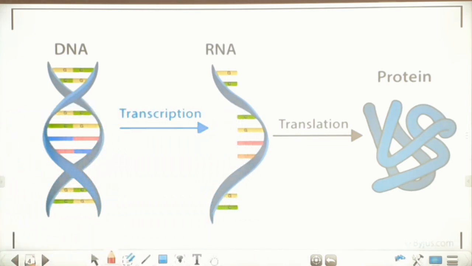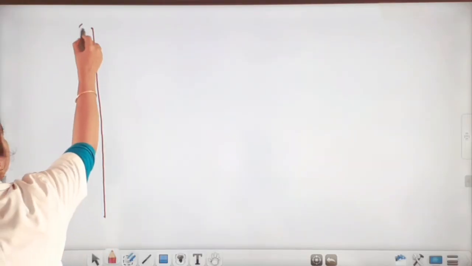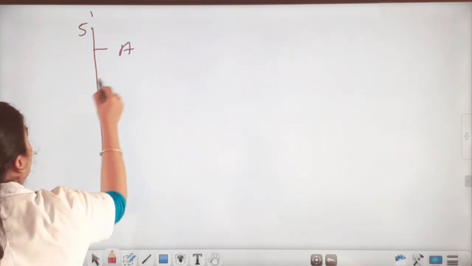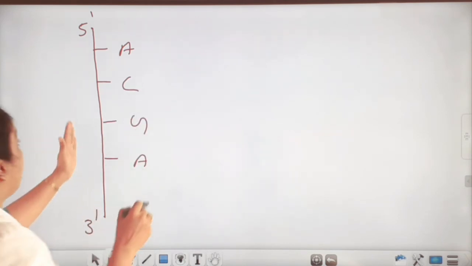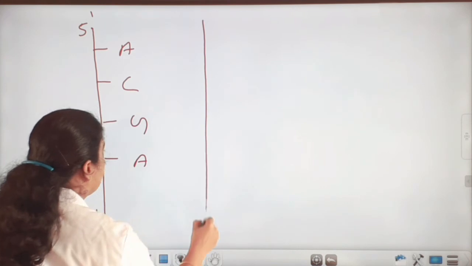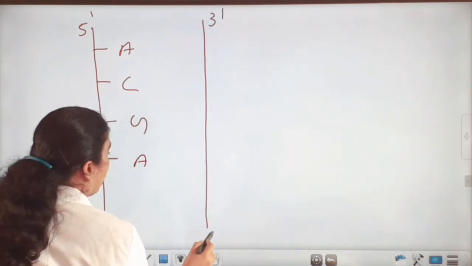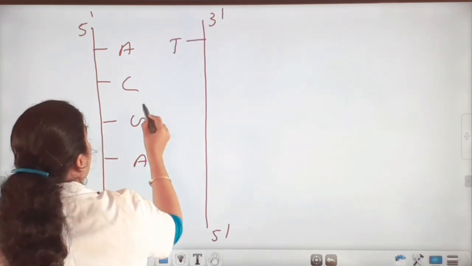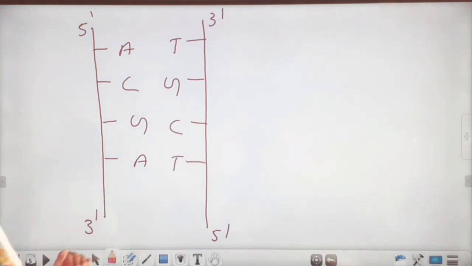And one more thing I want to tell you. Here, if a DNA single strand has the polarity 5', 3', and the nitrogen bases are A, C, G, A, when it undergoes replication, the newly formed strand must have 3', 5' polarity with the nitrogen bases thymine, guanine, cytosine and thymine again.